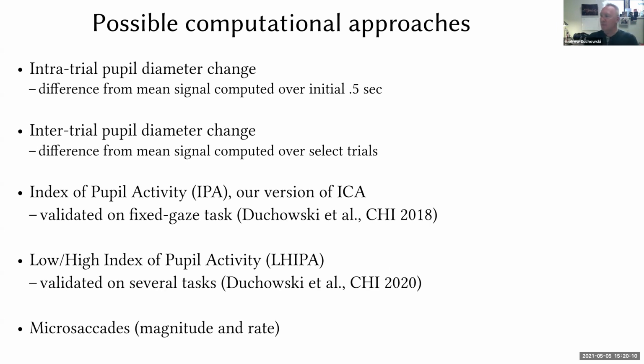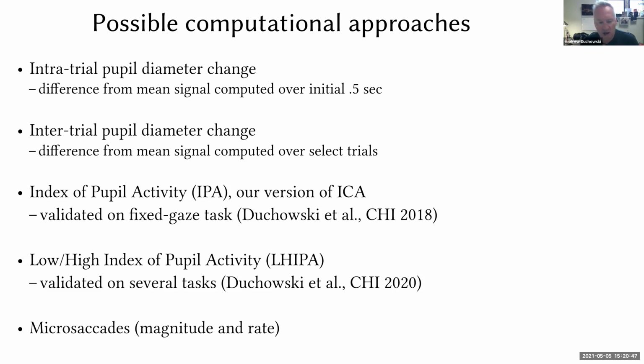So possible computational approaches sum up intra-trial, within-trial differences with respect to baseline, and inter-trial differences, again with respect to baseline. So those are both baseline-related measurements. The IPA is our version of the ICA from CHI 2018, which worked okay in a fixed gaze task, but didn't work very well when we let the eyes move freely. And so the LHIPA, or LIPA as we referred to it in CHI 2020, responded better. And then of course there are microsaccades.